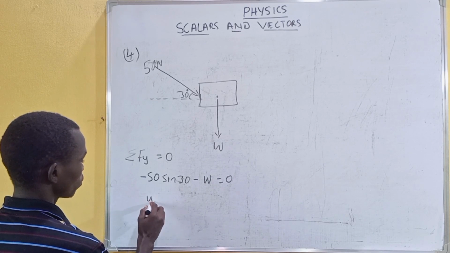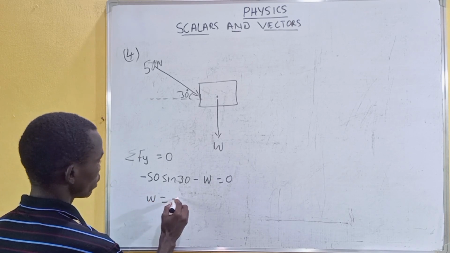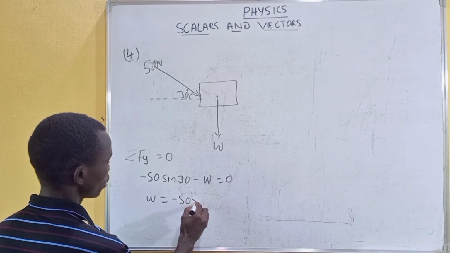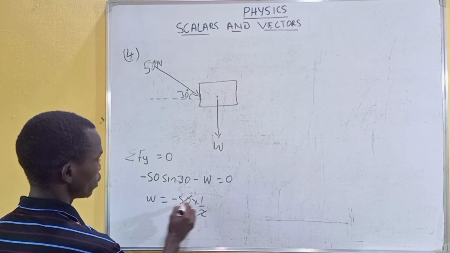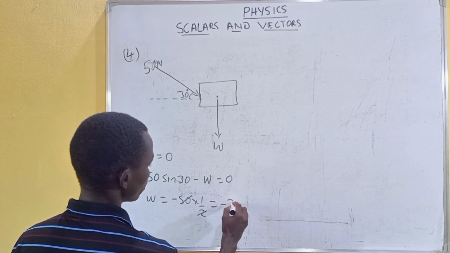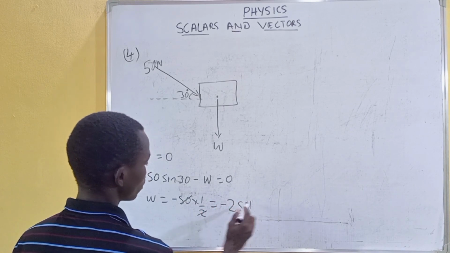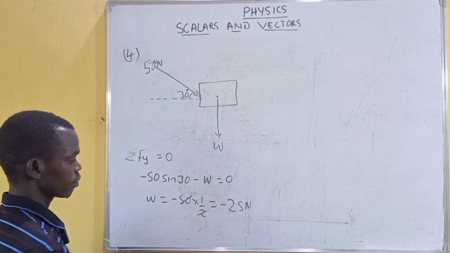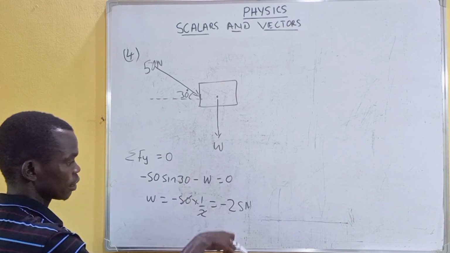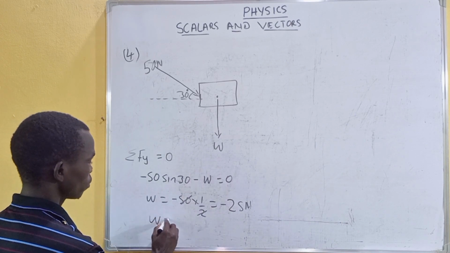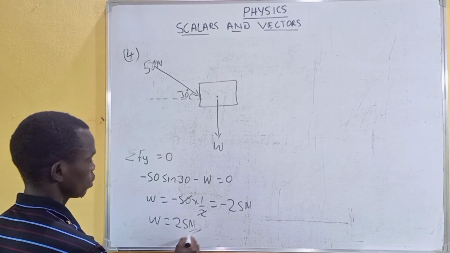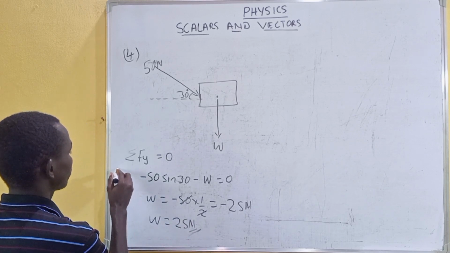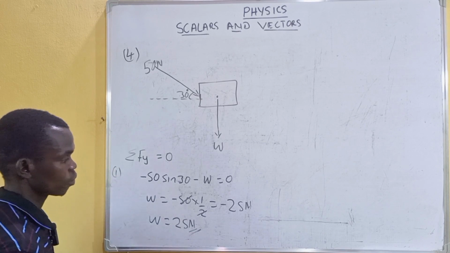So our weight will now be minus 50 times 1/2. This will give you minus 25 Newton. This negative is indicating that it is going downward. So our weight will now be equal to 25 Newton. This is the answer to question 1.